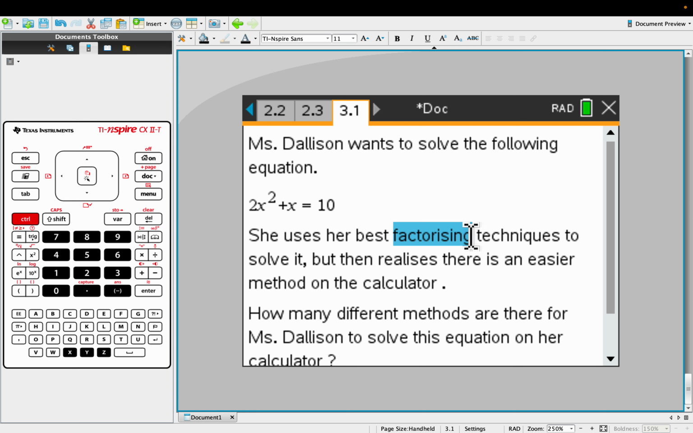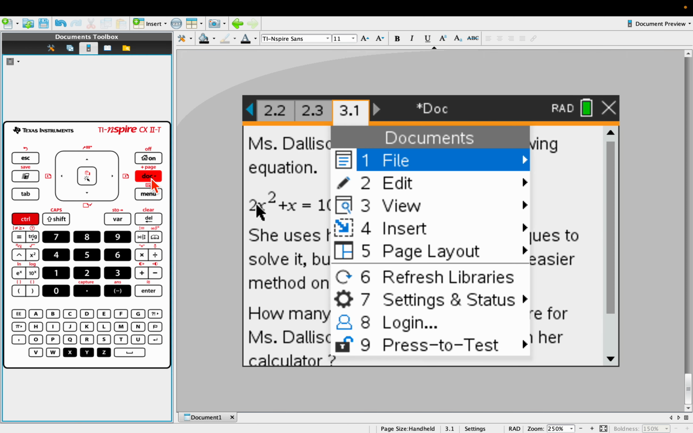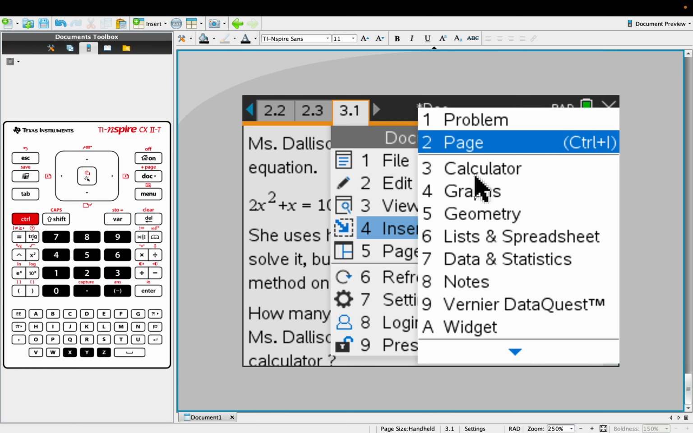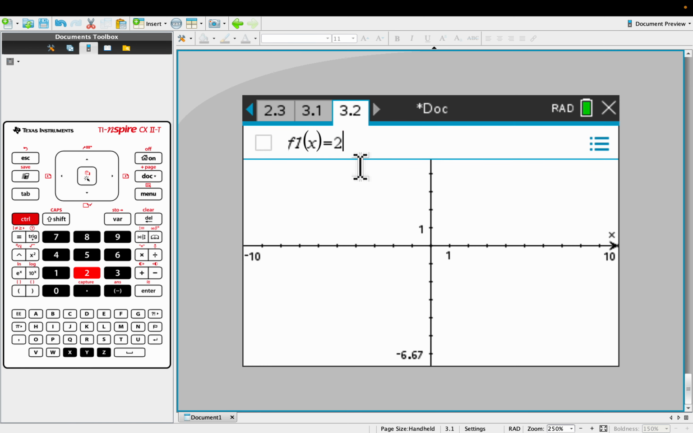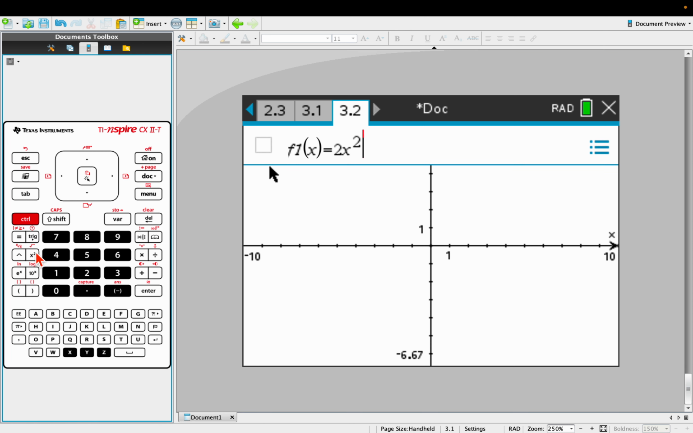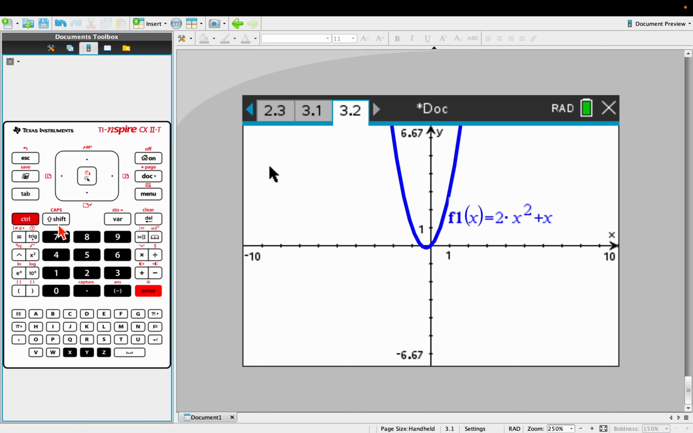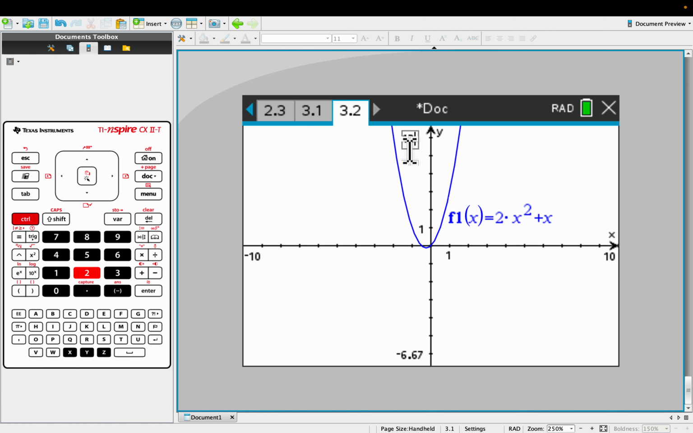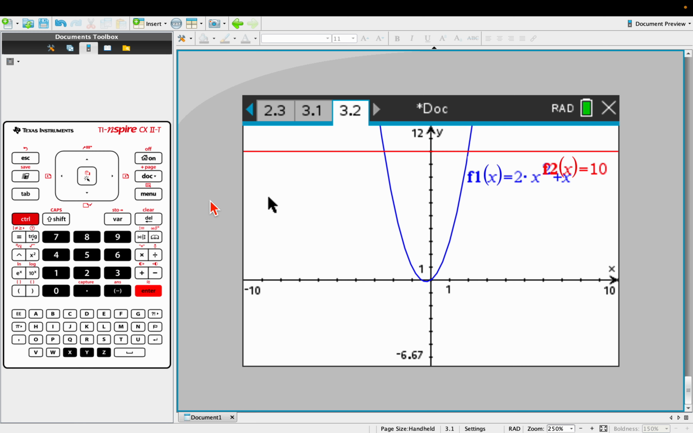But of course we've got a GDC, so let's go and find out all the different ways we can solve this. First of all, I'm going to use a graphing technique. Remember, to solve any equation, graph the left-hand side, graph the right-hand side, find the intersection. So let's go ahead and do that. Doc, insert a graph, and this is 2x squared plus x, left-hand side. Control G shortcut, 10, the right-hand side. Go and change this to, let's say, 12, and you can see there's two solutions.